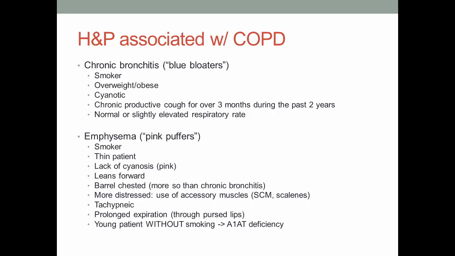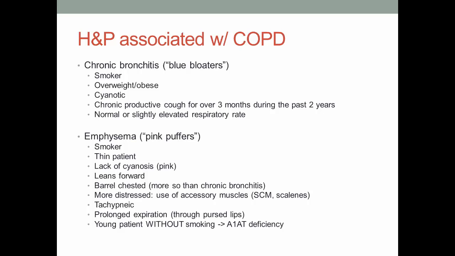They are not cyanotic or acyanotic. They lean forward when they breathe because it helps get air out of their lungs. They're barrel-chested. Barrel-chested is pretty general for COPD in general, but it's seen more in emphysema. So that just means there's an increased AP diameter, or anterior-posterior diameter. So the lungs are chronically expanded. And you can see that by just observing the patient, and it's also visible on a lateral chest x-ray.